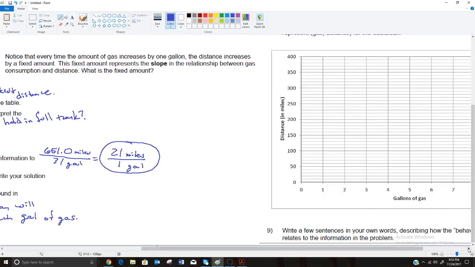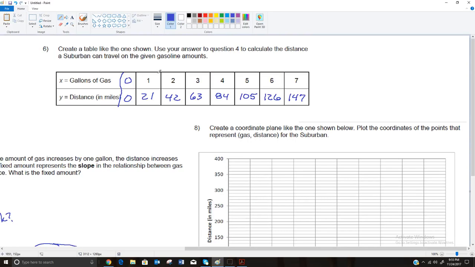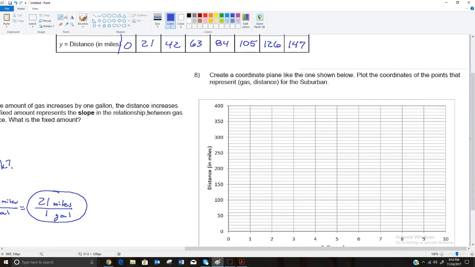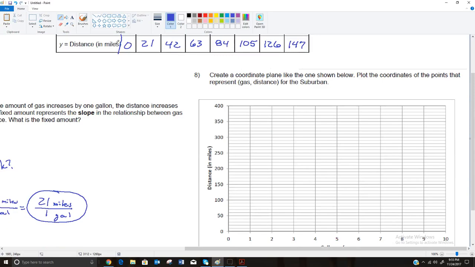Now it says that we're supposed to use that to plot the coordinate points on this graph. So, we're going to take what we have here in the table, and we're going to try to graph it here. I can't get both of these on the screen at the same time, but we know this is 0, 1, 2, 3, 4, 5, 6, 7, and here's our bottom numbers. So for 0 gallons, we're going to go 0 miles. 1 gallon is 21. So we're going to come over to the 1 here, and we're going to go up to 21.